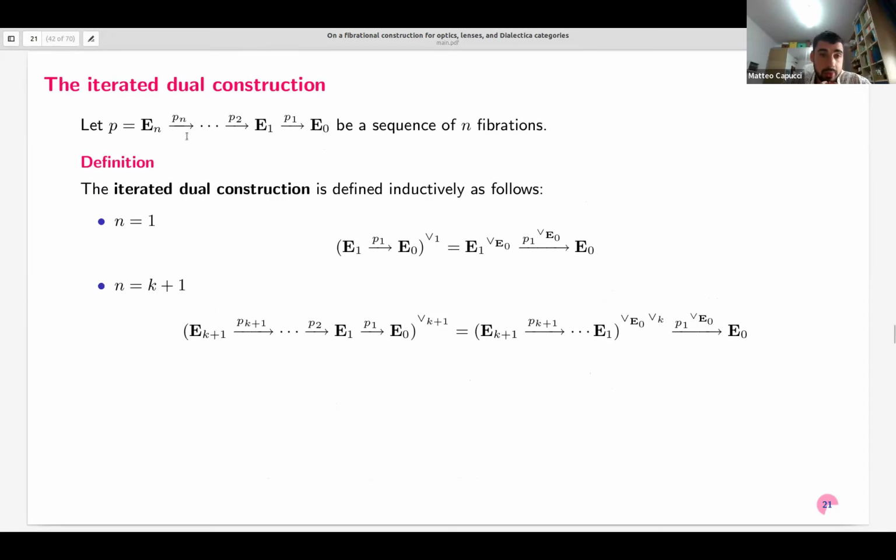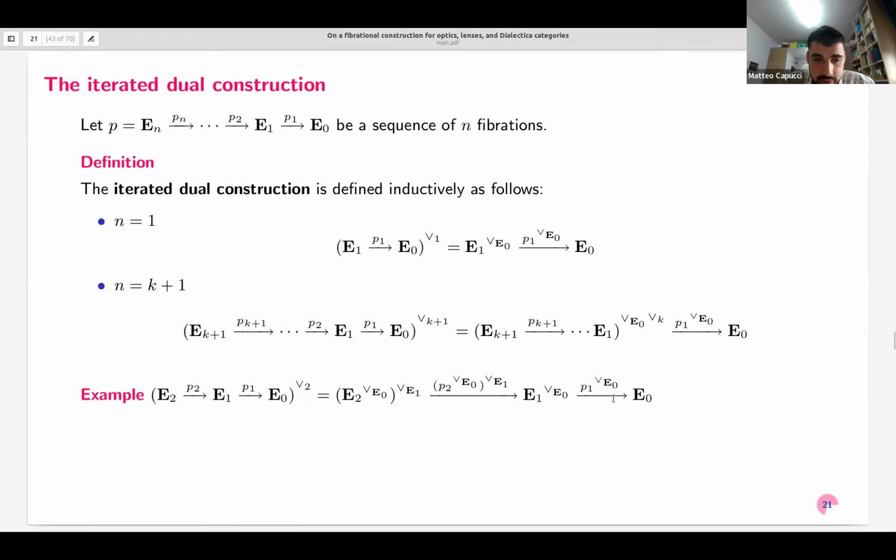So suppose you have P, which is given by a sequence of n fibrations, okay? So each of these is a fibration on top of the other. And as you may know, the composite of fibrations is also a fibration. So this is a fibration in many different ways. And now we can take its iterated dual basically by dualizing each prefix iteratively, okay? So we start by dualizing the first, and we get this. And then if we have a longer sequence, what we do is we dualize the first thing, and then we look at the suffix that remains, and then we dualize that again, okay?